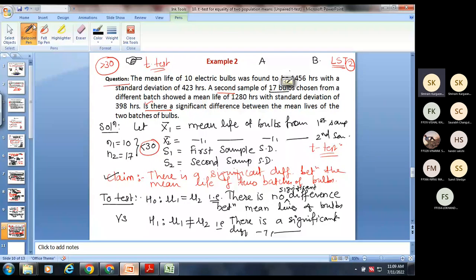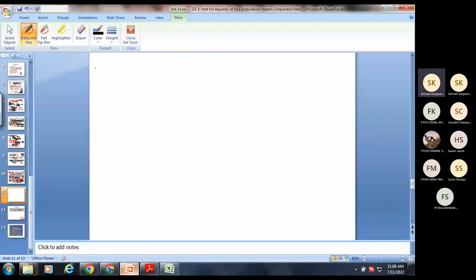What are the values you have to remember? Just a minute, I'm taking a screenshot so that I can write the values. So now I summarize the data. What is given with us? What data is provided with us?